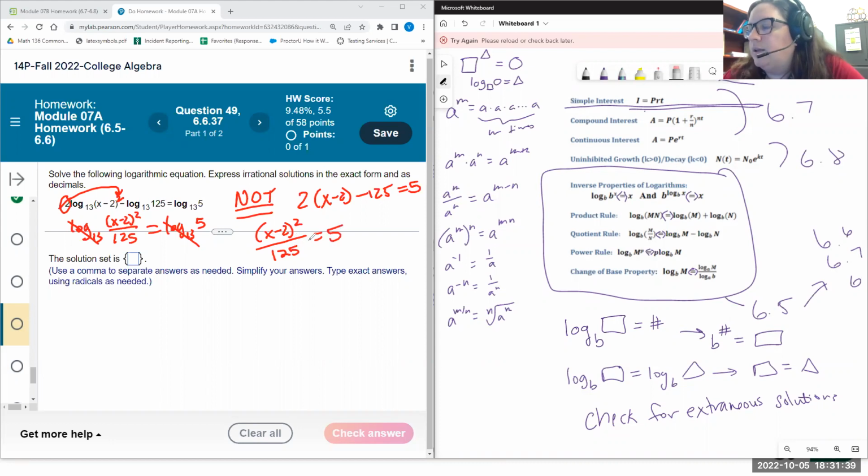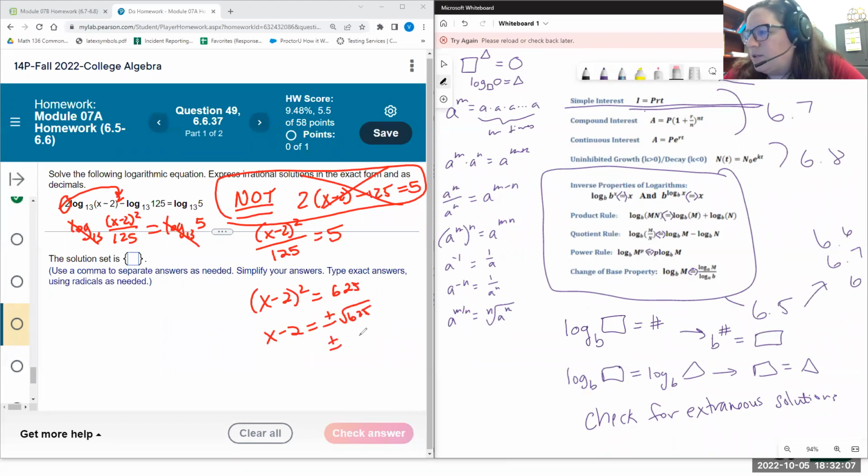So having that correct combination of those numbers and expressions with the log. And then you can solve. And so this would be like x minus 2 squared equals, let's see, 5 times 125 is, I believe, 625, but I can do square root then, plus or minus square root of 625, which is plus or minus 25. So x minus 2 equals positive 25 or negative 25. Add 2 to both, and I get 27 or negative 23.